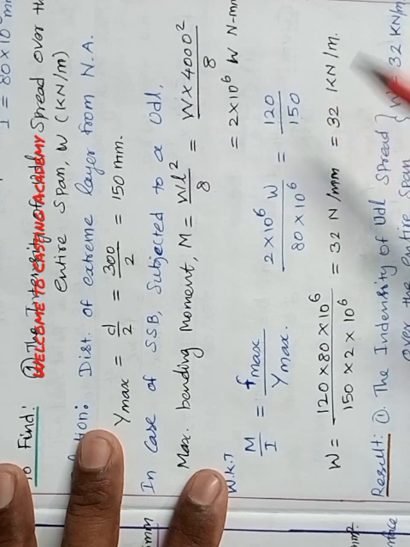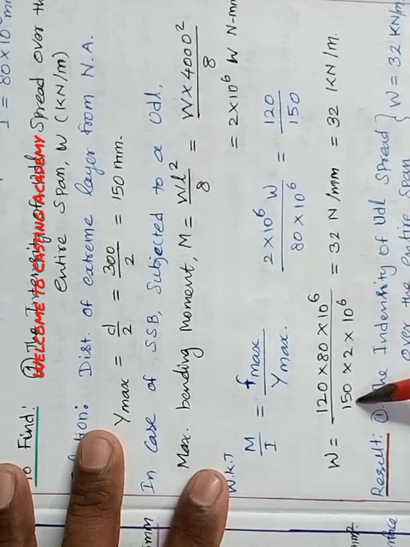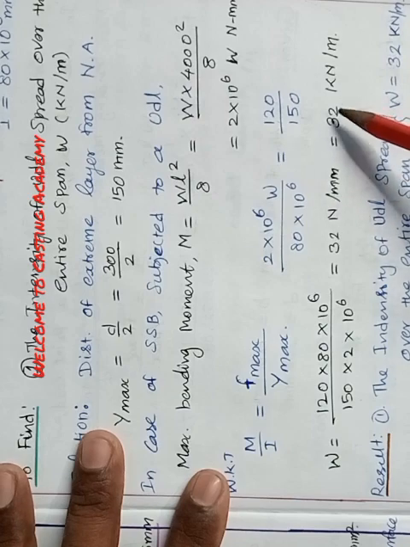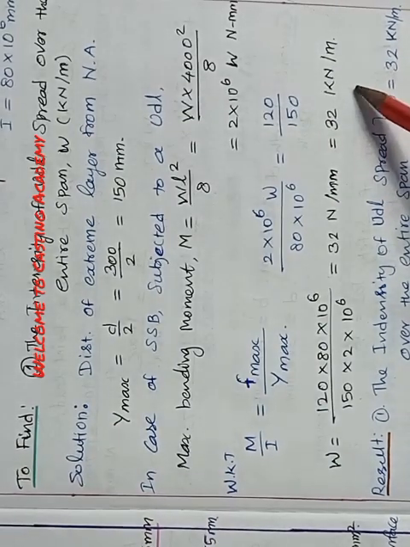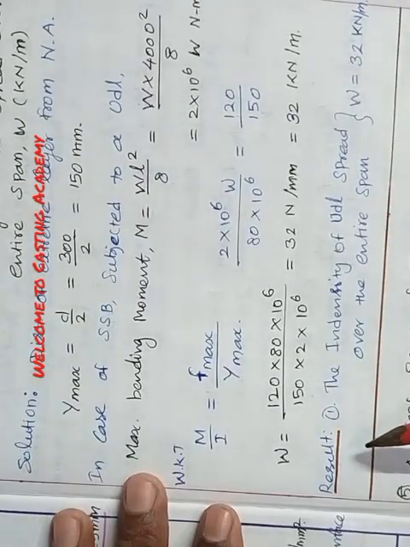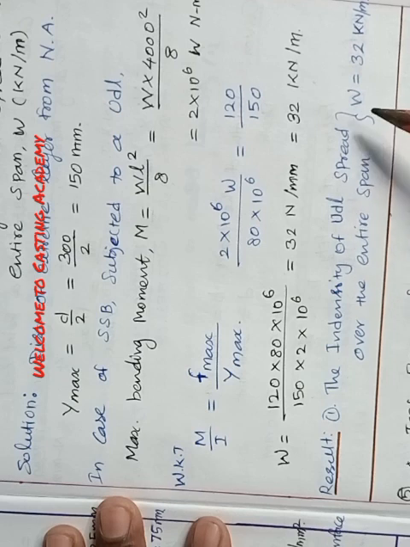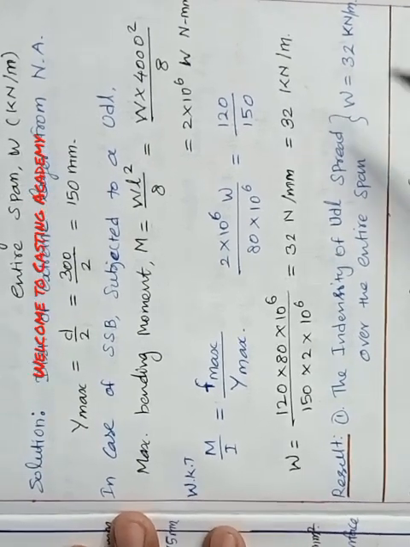divided by 150. So here W equal to 120 into 80 into 10 power 6 divided by 150 into 2 into 10 power 6, that is 32 Newton per mm. Our answer is 32 kilonewton per meter. So finally you write down the result. The intensity of the UDL spread over the entire span W equal to 32 kilonewton per meter.